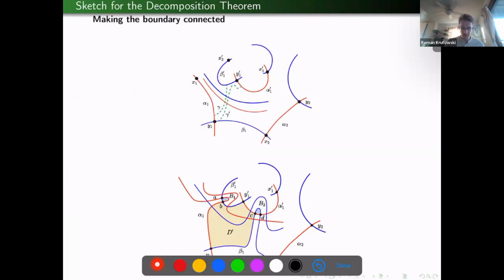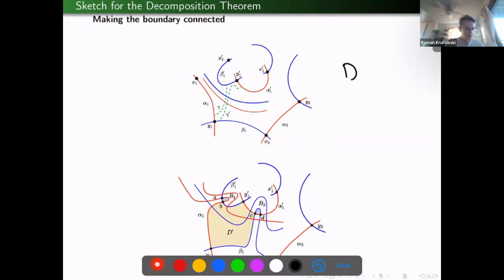Well, next step is to make the boundary connected. So here we are assuming that, for instance, this is one portion of a boundary and this is the other portion of a boundary. And then we make two such finger moves connecting this curve to this curve and this curve to this curve. After this, we've created some rectangle here, a bigon here, and a bigon here.